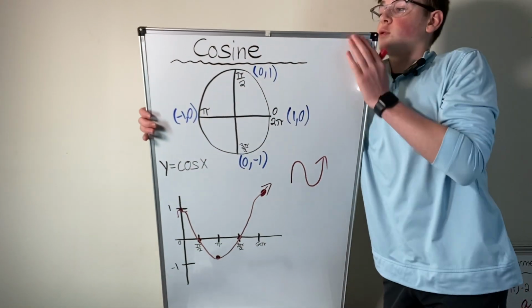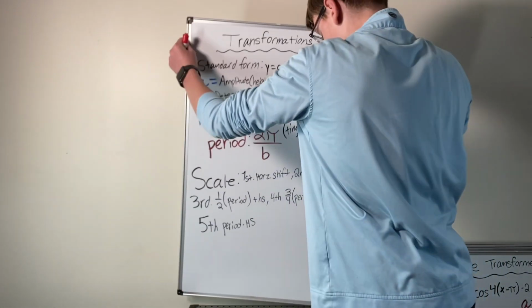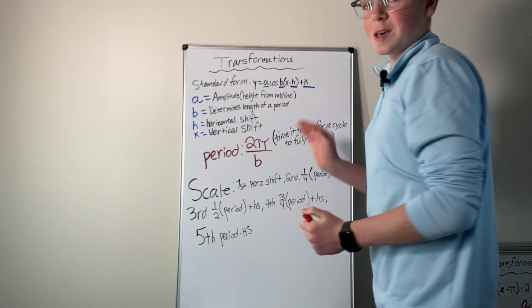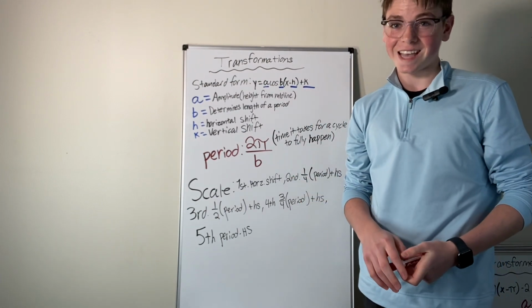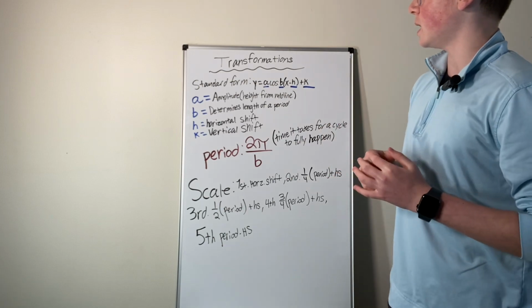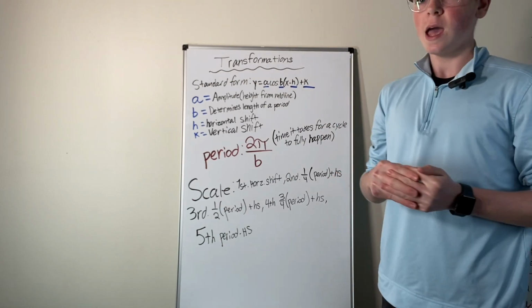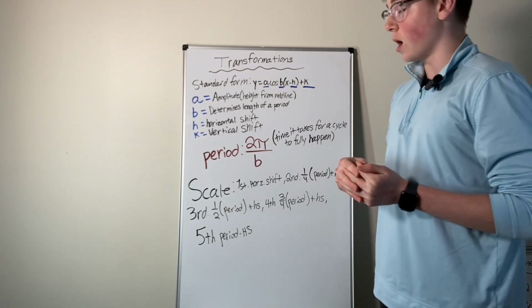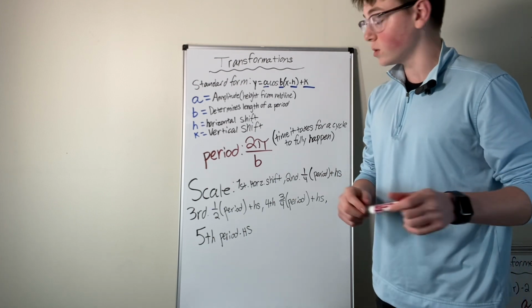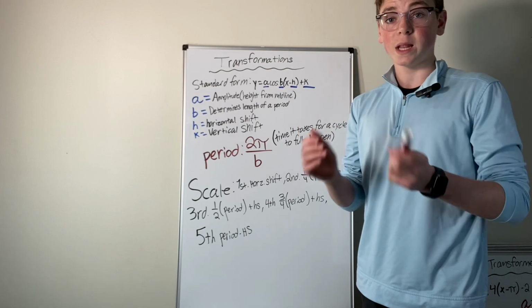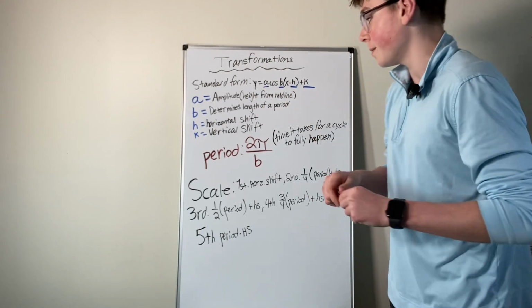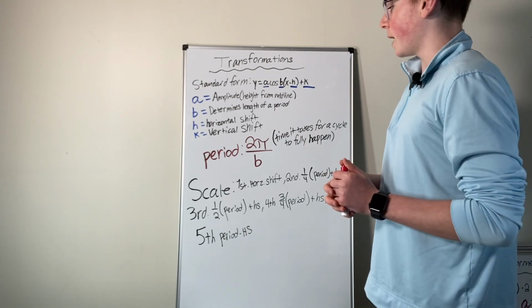So let's talk about some transformations that you can make with cosine. They, as you may see, are exactly the same as sine. So let's go through them quickly. Our standard form of cosine is y equals a cosine b of x minus h plus k. Our a, again, is our amplitude, which is its height from the midline, and it starts at the maximum point above the midline.